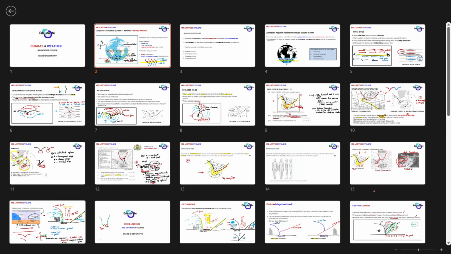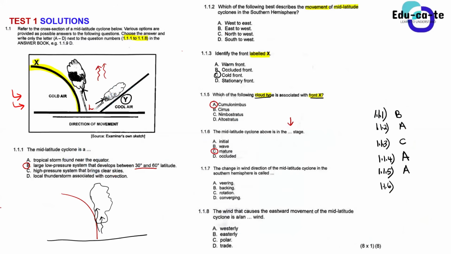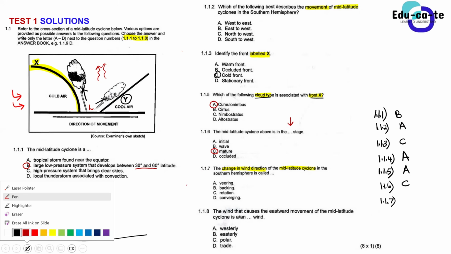All right, so 1.1.6, it's a mature stage of a mid-latitude cyclone, because we can see a presence of a well-developed warm front and a cold front. Now 1.1.7, I don't think I've explained this before, but let's hear you guys. The change in the wind direction of the mid-latitude cyclone in the southern hemisphere is called, yes, Mukobe? It's called backing, B. Yes, it's called backing.